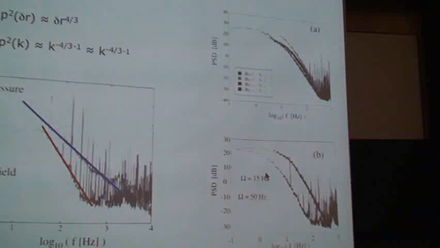The pressure goes like, I mean, P is rho U squared. In the Kolmogorov theory, delta U goes like the separation to the 1/3, the square to the 2/3. So P squared goes like the separation to the 4/3. So the spectrum is minus 4/3 minus 1.